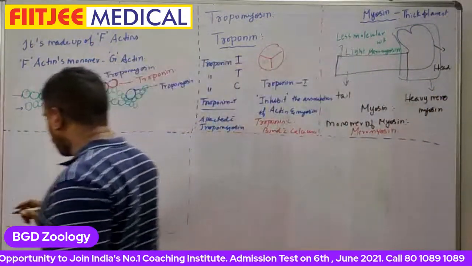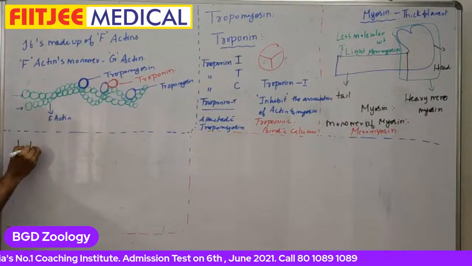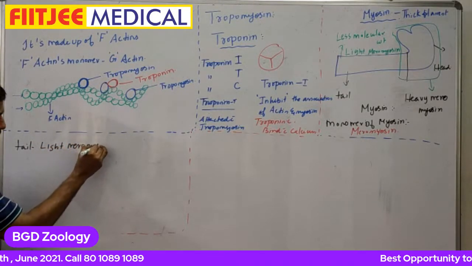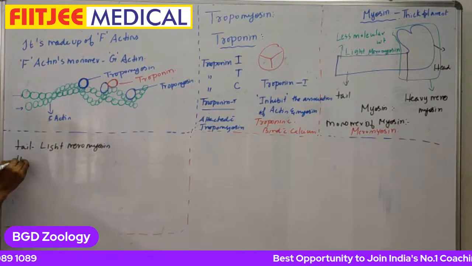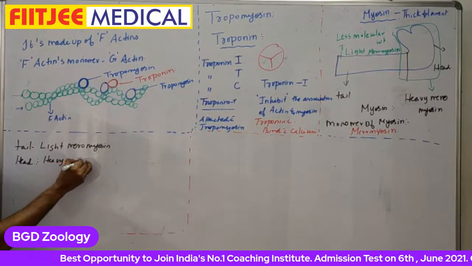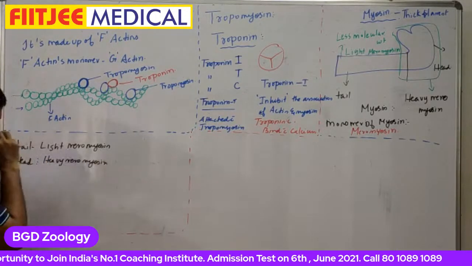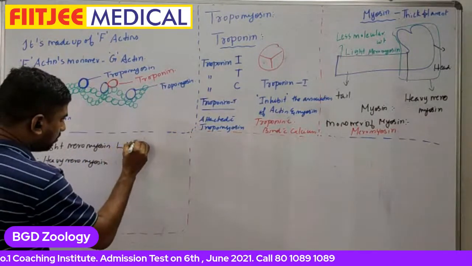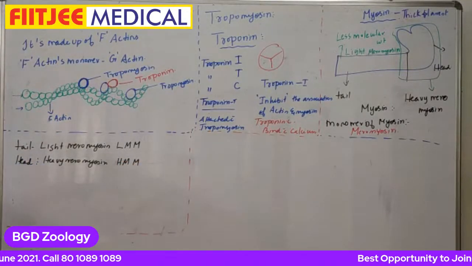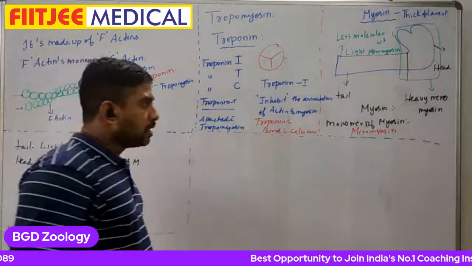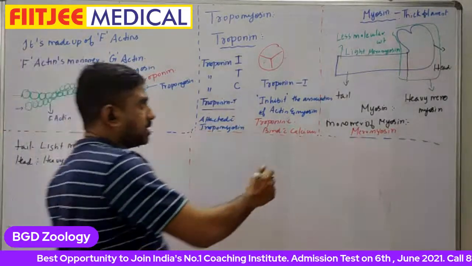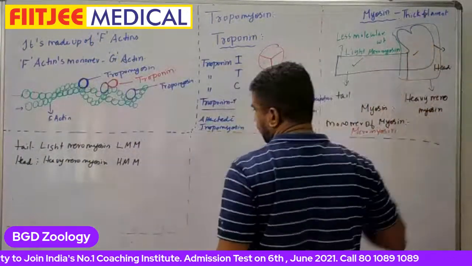So the tail we will denote with light meromyosin, and the head we denote with heavy meromyosin. So you can call them LMM and HMM respectively. Clear? The point is very clear. So the heavy meromyosin and the light meromyosin. I think it's very clear. This part is light and this part is heavy.